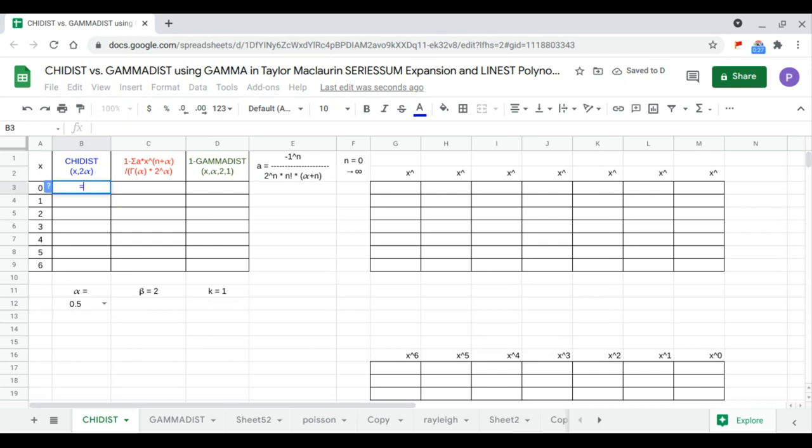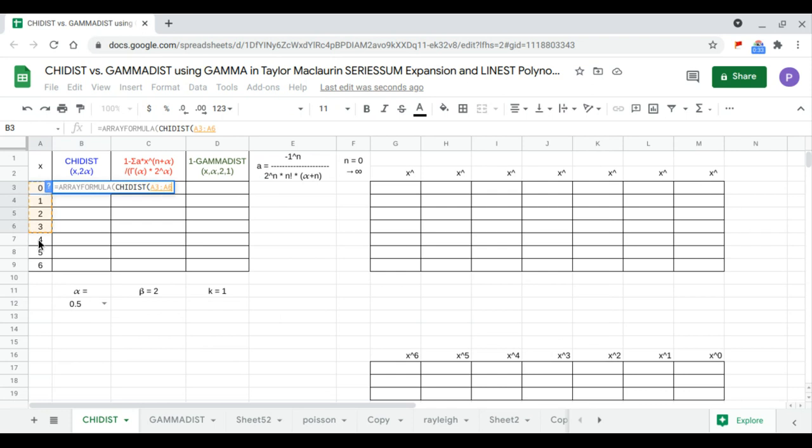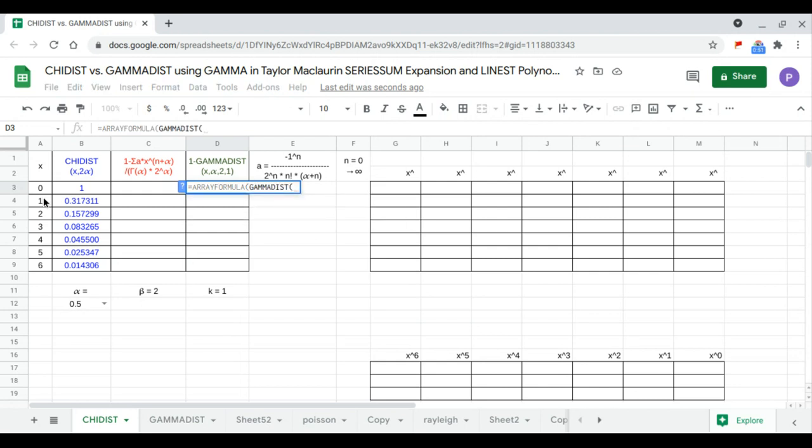Now the data set of the CHIDIST. Array formula, CHIDIST of the x values, comma, and our degree of freedom is 2 times alpha. And the GAMMADIST. So this is equal to array formula GAMMADIST of the x values, comma, and our alpha, comma, our beta equals 2. And the type is 1 because it's cumulative distribution function.